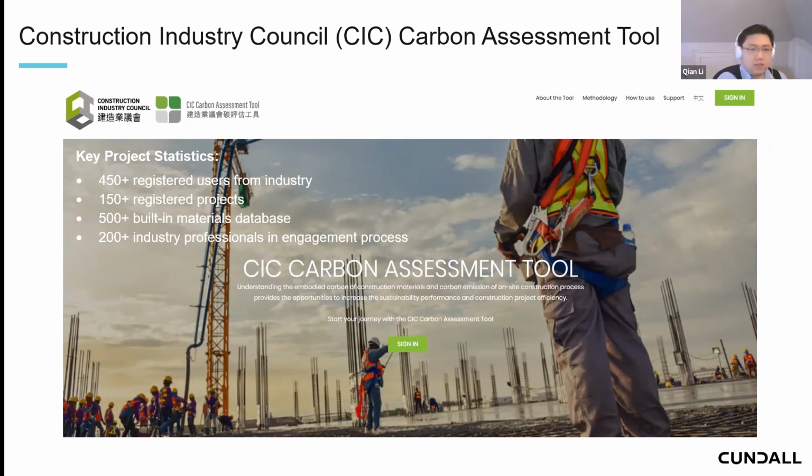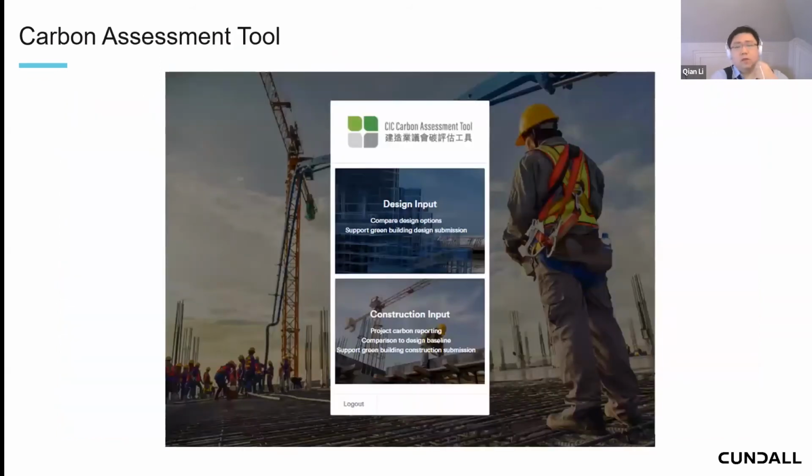And the way this is set out, there are two methods of input. The engineers or architects have the login for their project at design stage. They can input design information. They can make choices of materials, and they can compare their design options during design stage by swapping materials.